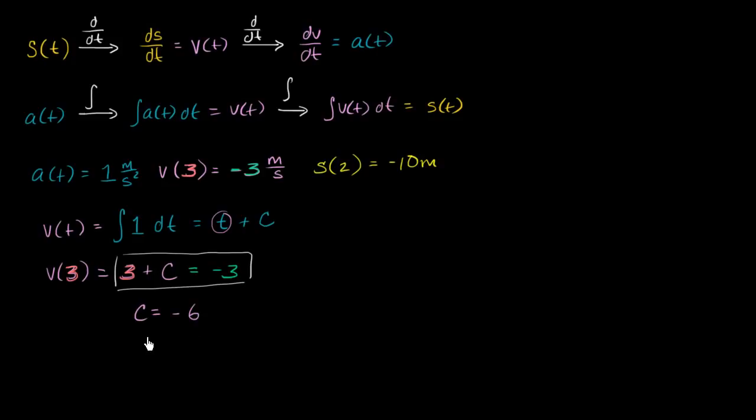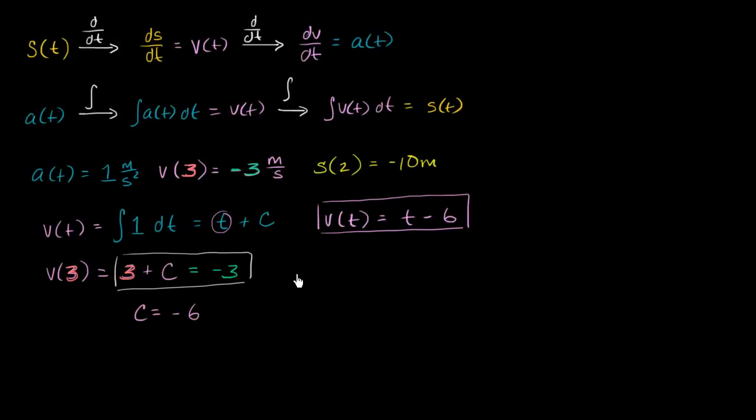And so now we know the exact expression that defines velocity as a function of time. V of t is equal to t plus negative 6, or t minus 6. And we can verify that. The derivative of this with respect to time is just 1. And when time is equal to 3, 3 minus 6 is indeed negative 3. So we've been able to figure out velocity as a function of time. So now let's do a similar thing to figure out position as a function of time.